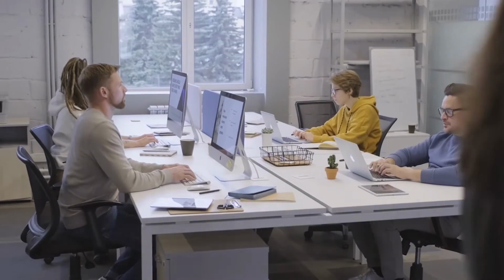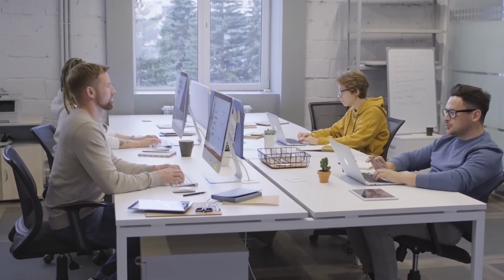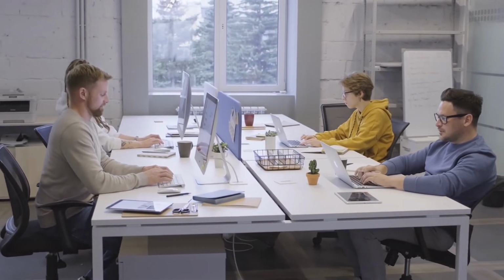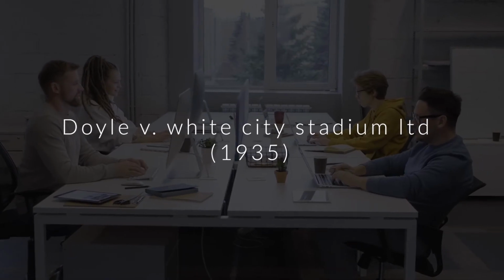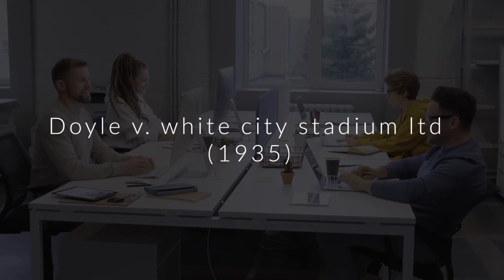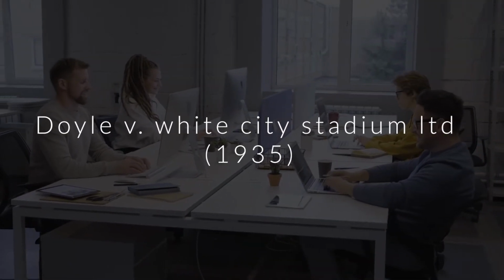Now, another contract that minors can get into is beneficial contracts of service. For example, here we're talking about sports contracts. I mean, you normally see these minors, athletes, and they get into contracts. This is a contract of service whose nature is such that, considered as a whole, it is intended for the minor's benefit. So an example here would be Doyle v. White City Stadium Limited, 1935.